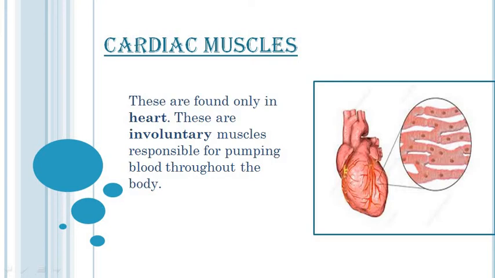Third type of muscle is cardiac muscle. It is a special type of muscle. Actually this is an involuntary type of muscle, which means it is not under our control, and this is only found in our heart. So our heart is made up of cardiac muscles that do not work under our control, but they are responsible for pumping blood throughout the body. You know that you cannot stop your heart working. Our heart works without stopping day and night.